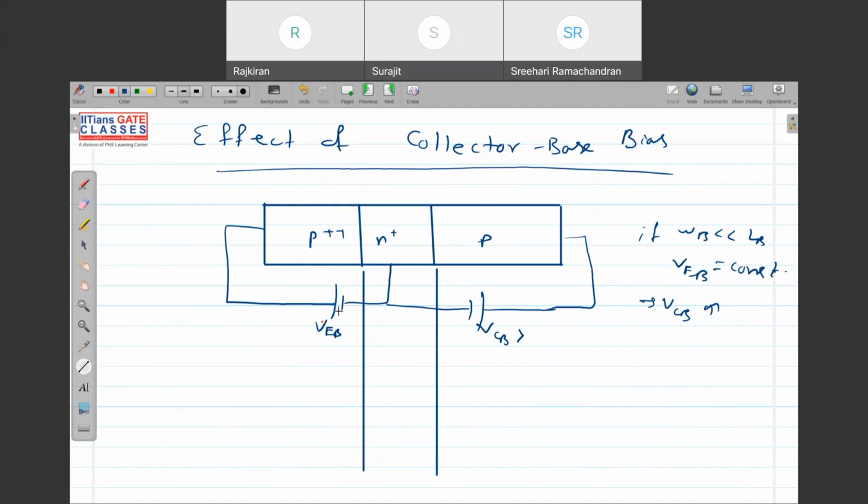So let's take a condition when VCB is equal to 0. First condition we will take VCB equal to 0. Again we will plot the concentration. This will be your del NE. When VCB is equal to 0, it will be like this. This is del.